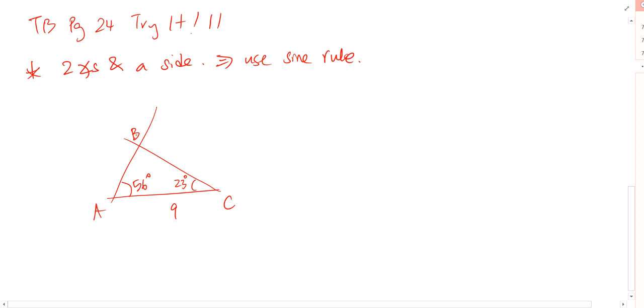Before we learn sine rule, how will you try and do this question? Try to find the angle, right? There is one unknown angle which we are sure we can get, right? What is that unknown angle? Angle ABC equals 180 degrees minus 56 degrees minus 23 degrees. This is angle sum of triangle. How much is this? 101 degrees.